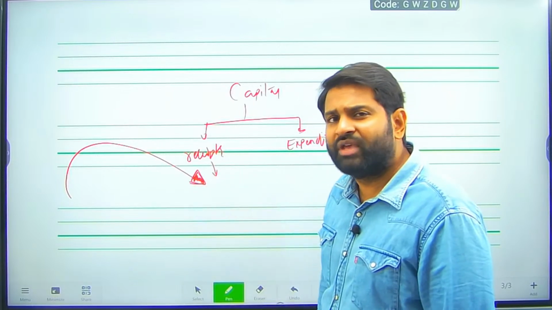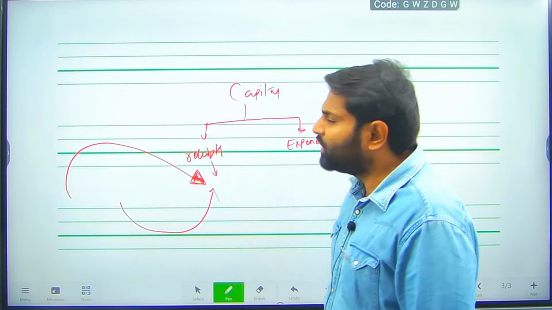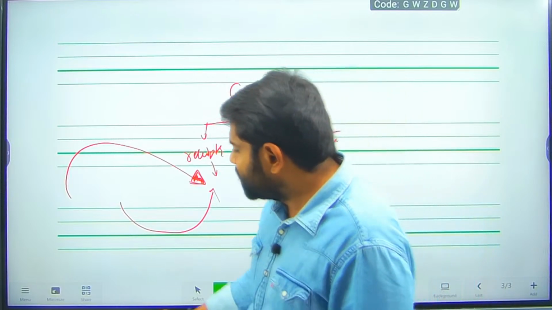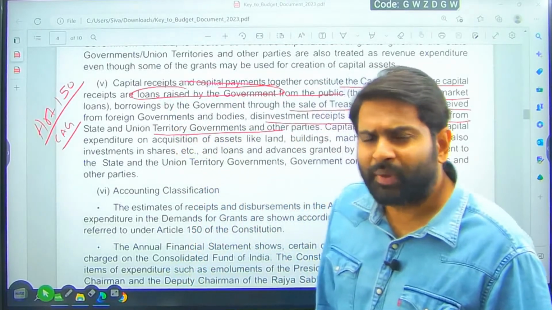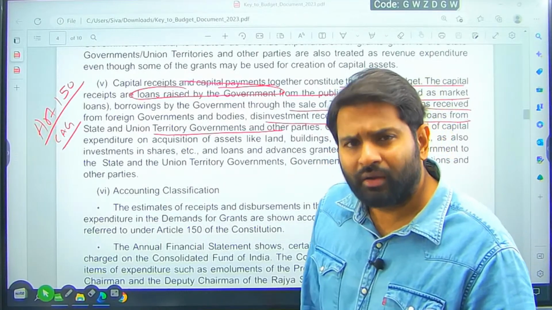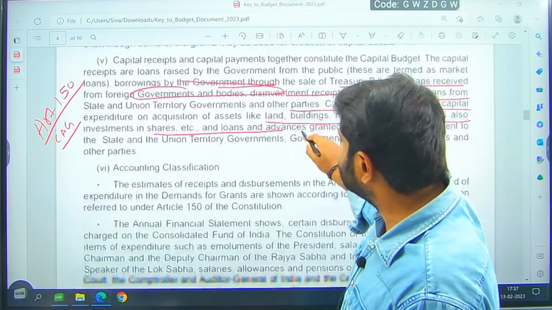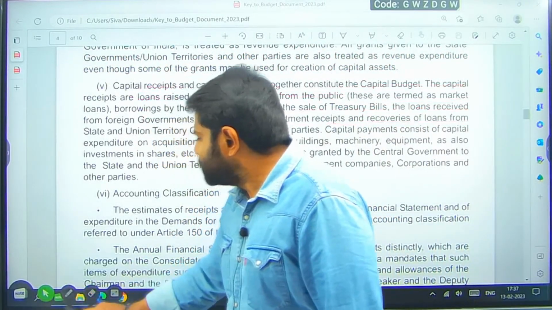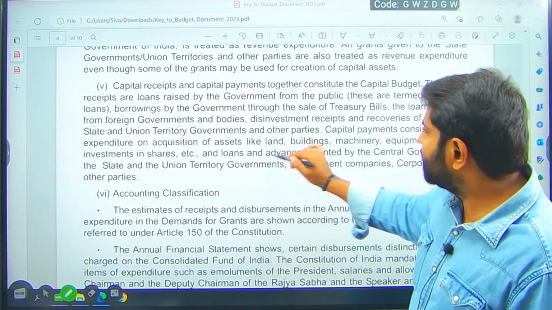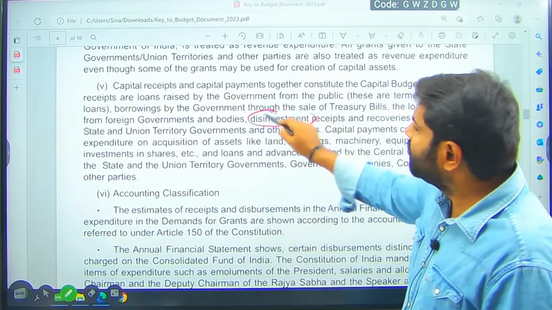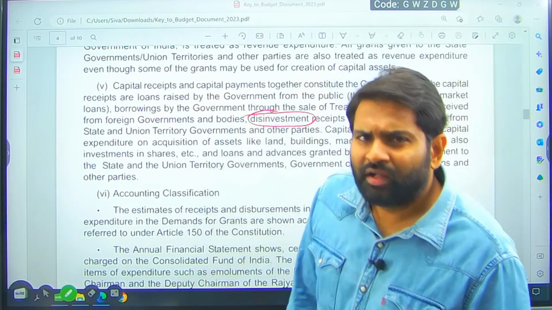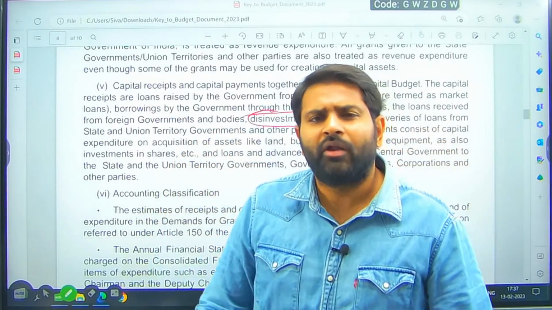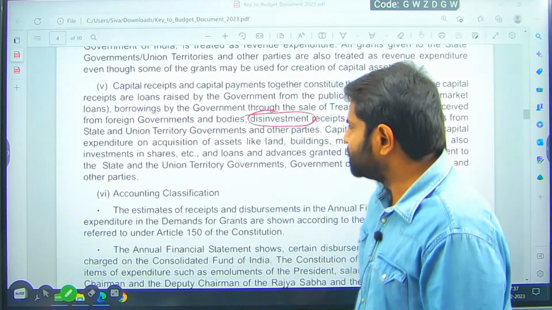Similarly, any loans we have given which are paid back also sit in capital receipts. Capital receipts are the place where loans which are raised and loans which are paid back by foreign sovereign states or local state governments will come and sit. And any disinvestments also. If you are selling Vizag Steel, LIC, or any government institution, if you are raising money, that also will come and sit in capital receipts.